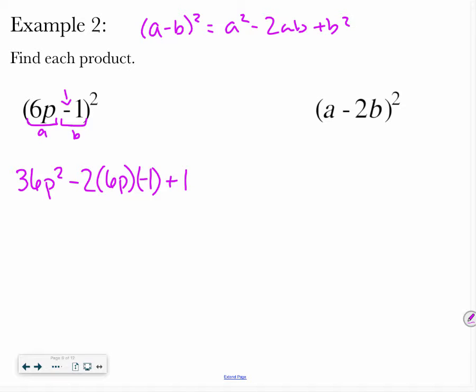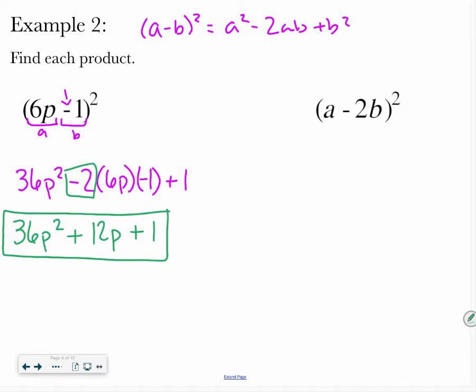All right, then I just need to simplify that down. So I have 36p squared plus, because I have a negative 2 times a negative 1, that's a positive 2, times 6 is 12p plus 1. Okay, so that would be my first answer.